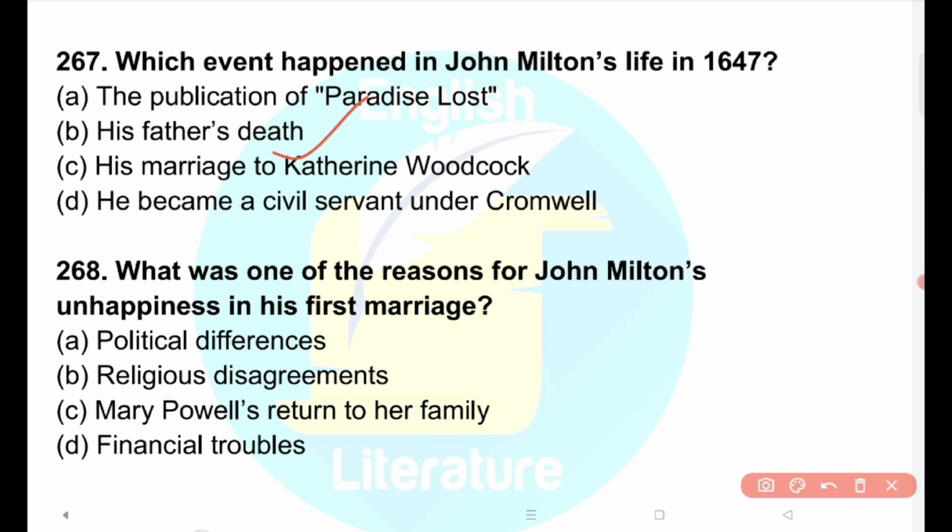What was one of the reasons for John Milton's unhappiness in his first marriage? Option C, Mary Powell returns to her family. Milton married Mary Powell in 1642, but soon after she left him and returned to her family. The couple had a troubled relationship. This led Milton to write pamphlets advocating divorce rights. Mary later reconciled with Milton in 1645.